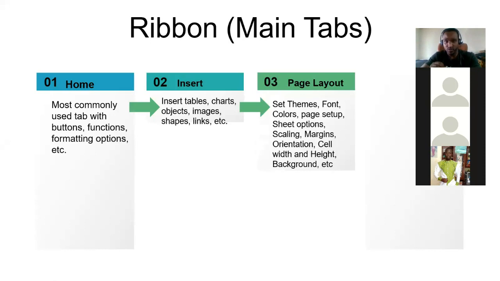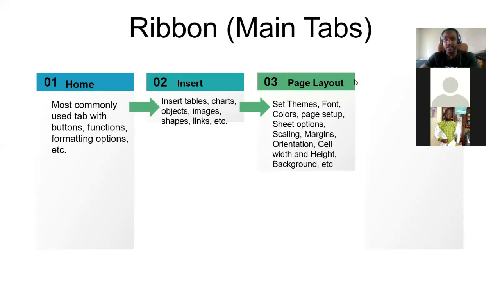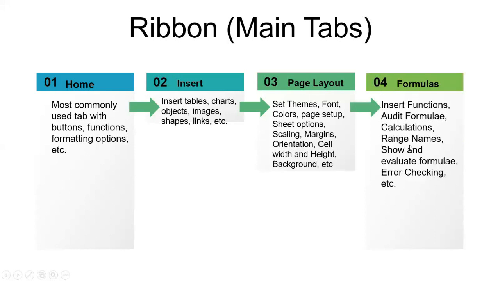You insert things like images, links, shapes, charts, and other cool stuff. Then the third one is the page layout tab, where you basically modify the design of the spreadsheet. The background, the theme color, the fonts, the orientation, and other stuff. Then the formula tab. As the name indicates, that's where you manipulate functions, you do calculations, error checks, and all whatnot.